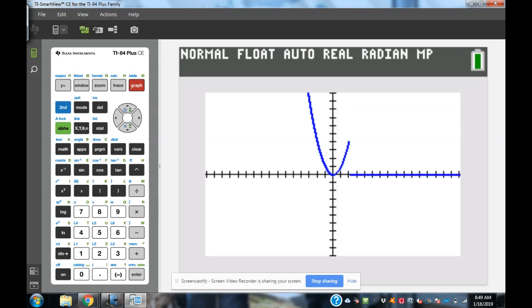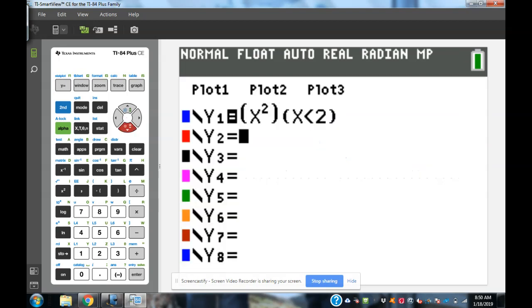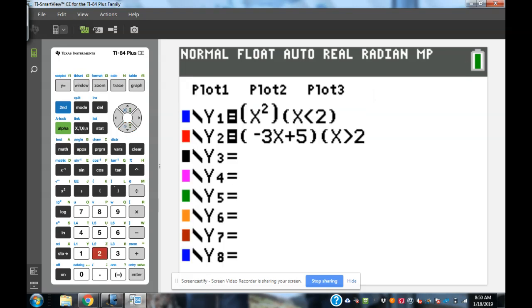There's that parabola that we drew. Notice it flatlines the x values. What that is, is your calculator saying we're not using those for y1. We're just not using those x values. Okay. Now, go to y equals, put part B into y2. So a set of parentheses, -3x plus 5, close the parentheses, and now we need to put x is greater than 2. So x, second math, option 3, and hit graph.